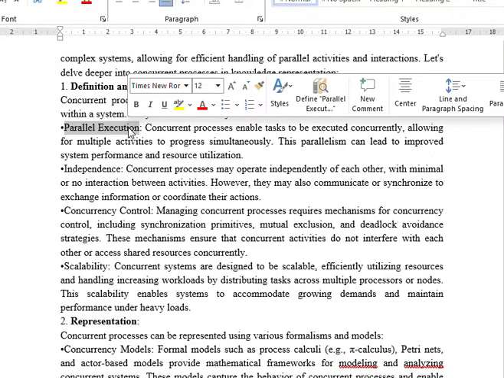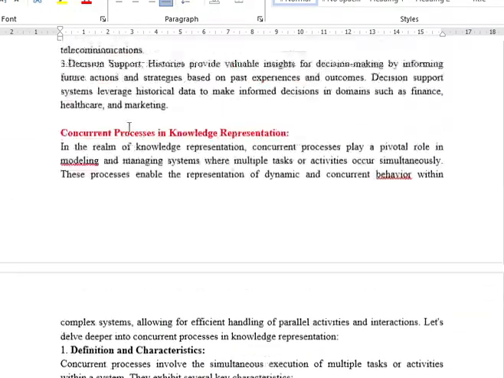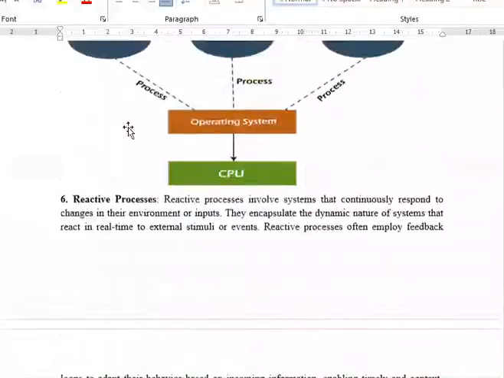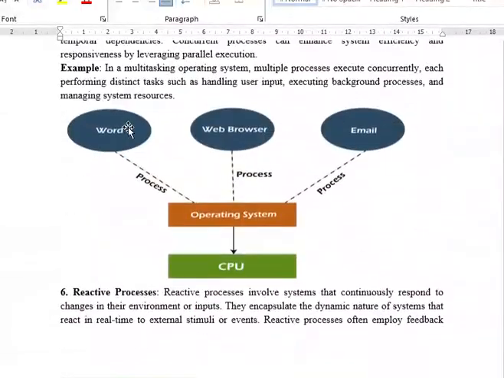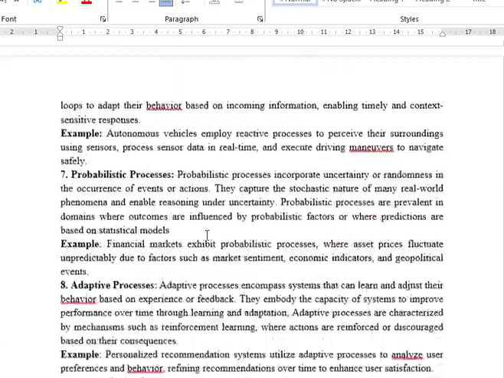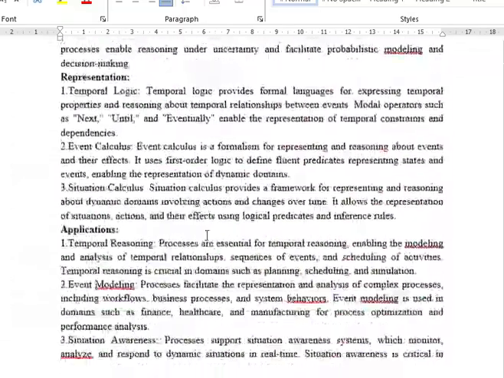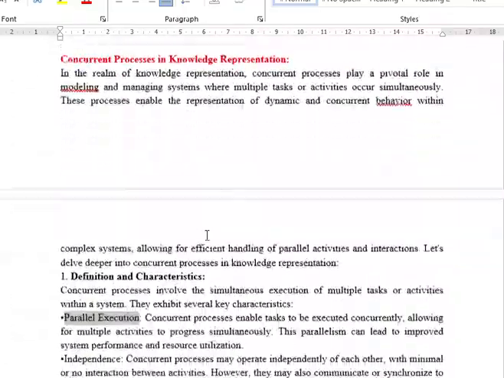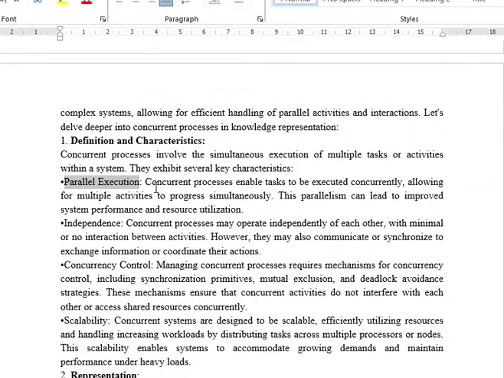After completing one level, it goes to the next level. I also explained this in the class when I was explaining the classification. This is one level, and after completion of this level, it goes to the operating system, then the CPU. So it goes in the form of parallel. After completion of this, it goes to the next step, and after completion of that, it goes to the next step. So it is in the form of parallel execution. That is what they are saying here.